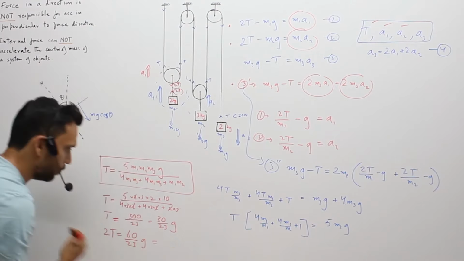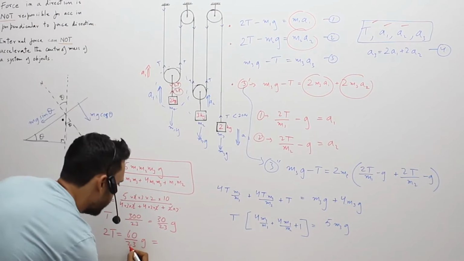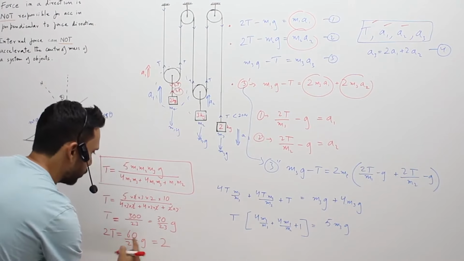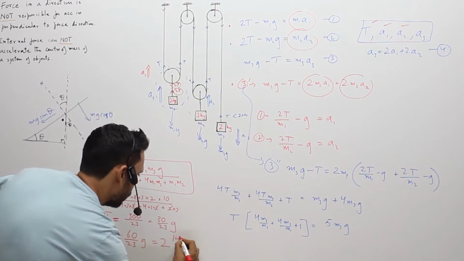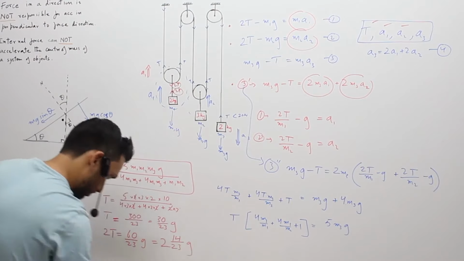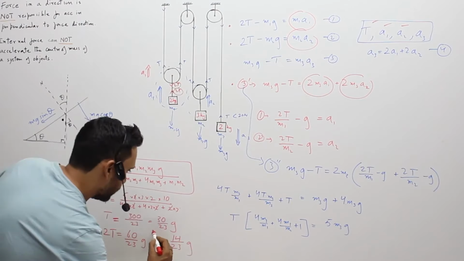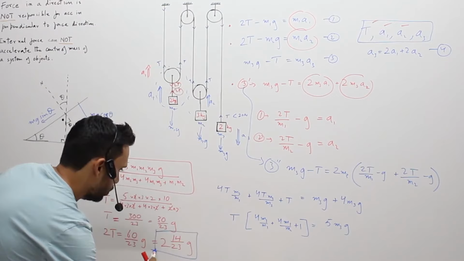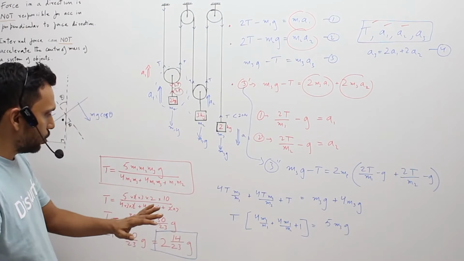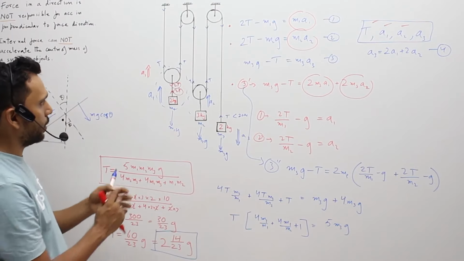How much is that in fractions? It is 2 times, if I make an improper fraction, 46, so 14 remains on top by 23 g. So this 2T tension is equal to 2 point something times g. It is not equal to 3g. Meaning to say what?